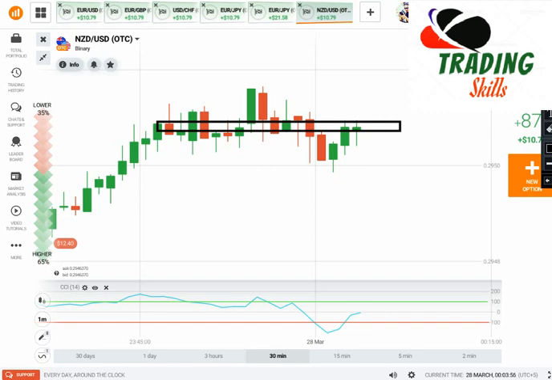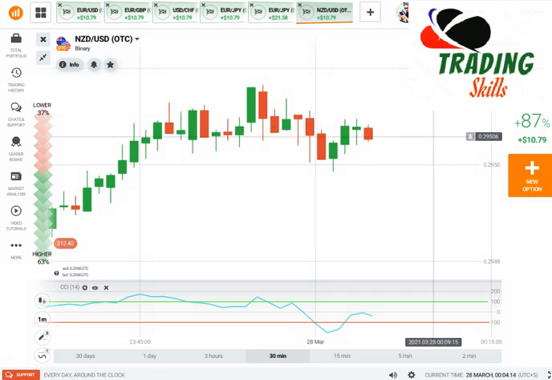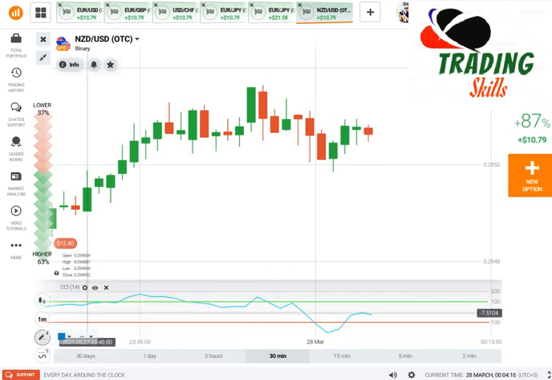So resistance, support, resistance, support, resistance, support. So this area is a strong area. So if you analyze the market like this, you can expect here a seller's entry. So now you can see sellers are entering into the market. Let me draw the level.